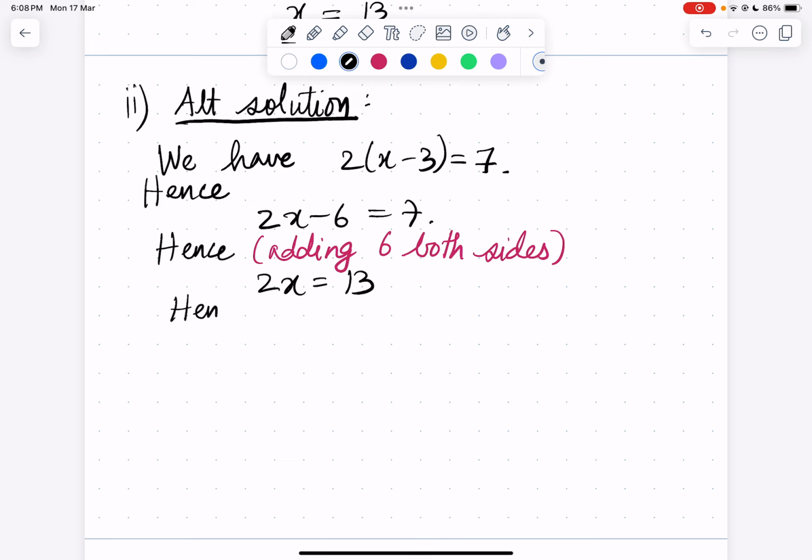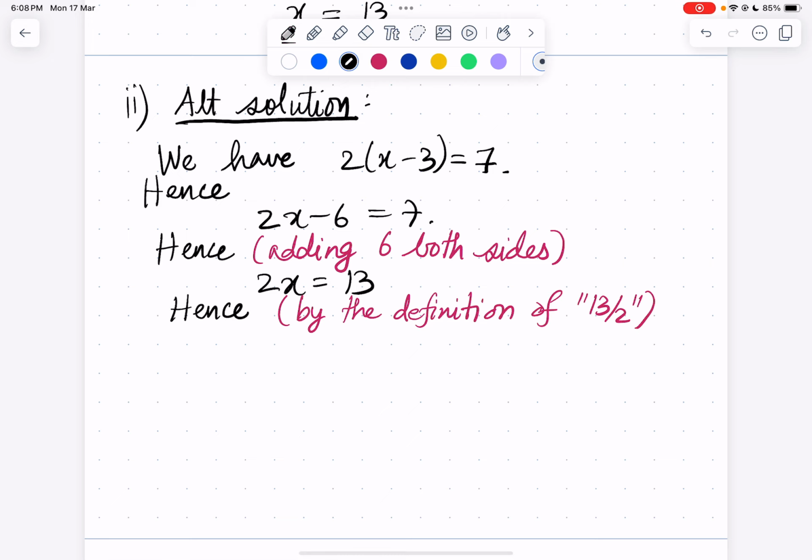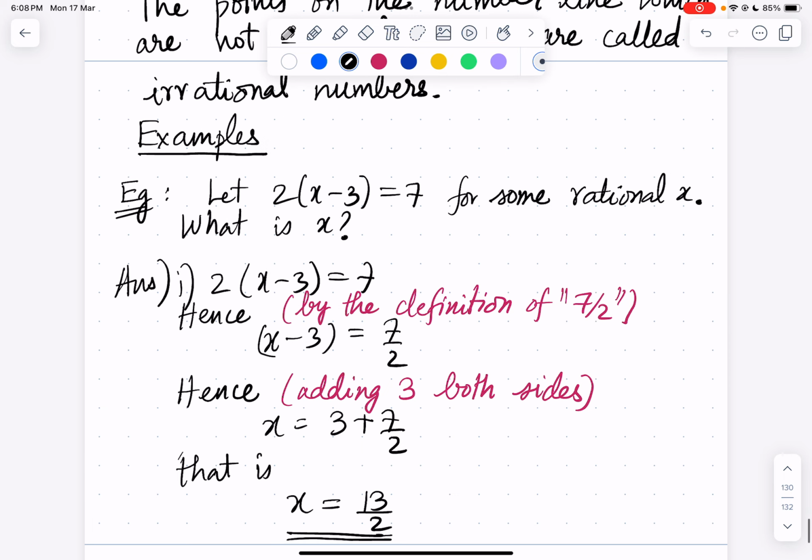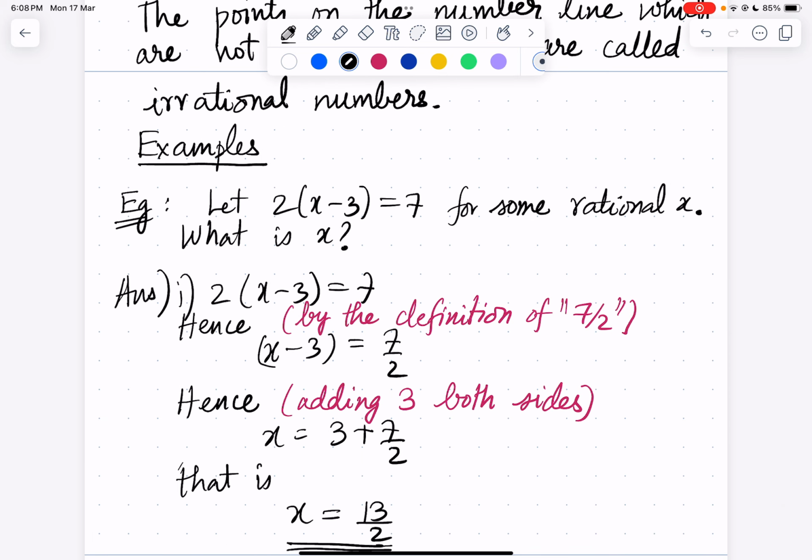Hence, by the definition of 13 by 2, x equals 13 by 2. So this is another way to solve the same problem. 2 times (x minus 3) equals 7 for some rational x, and we could find the value of x from this equation.